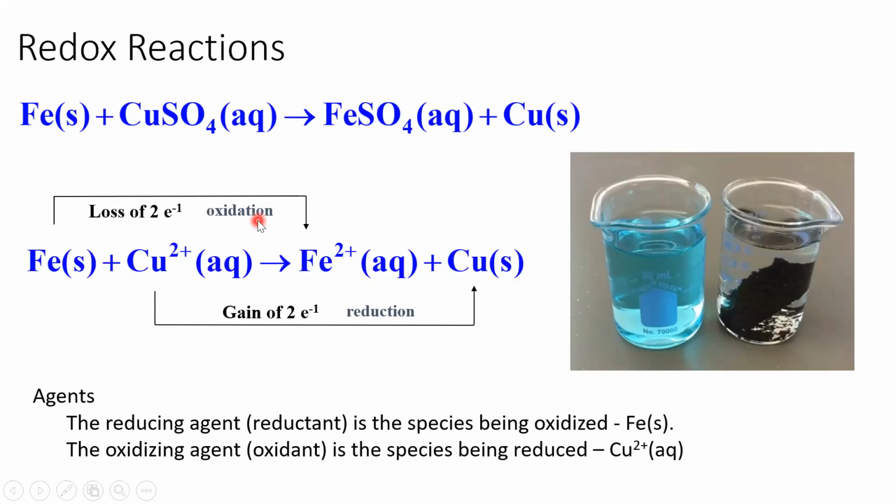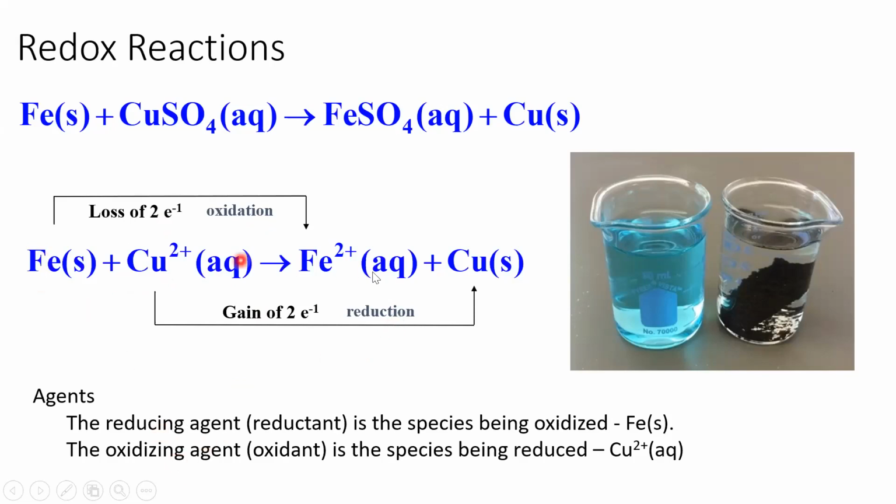Since iron is being oxidized, it's referred to as the reducing agent. Why? Well, iron is losing electrons, and when it loses electrons, it's causing copper to be reduced. So iron's the reducing agent. And when we look at the copper, it is gaining electrons. The only way copper can gain electrons is if it's causing iron to be oxidized. So copper is the oxidizing agent. They're just opposites. The substance that's oxidized is the reducing agent, and the substance that's reduced is the oxidizing agent.